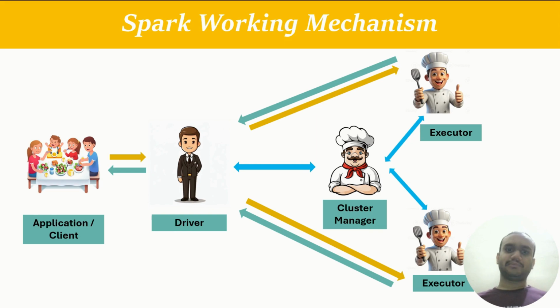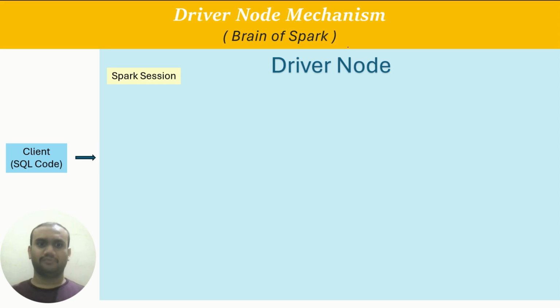So you can see there are mainly three components: driver, cluster manager, and executor. All these things we have covered in detail in our past video. Now we will see in depth how each and every component works internally. We have seen there are three main components in the Spark architecture: driver node, cluster manager, and worker node. We will start with the driver node mechanism because this is the entry point of Spark.